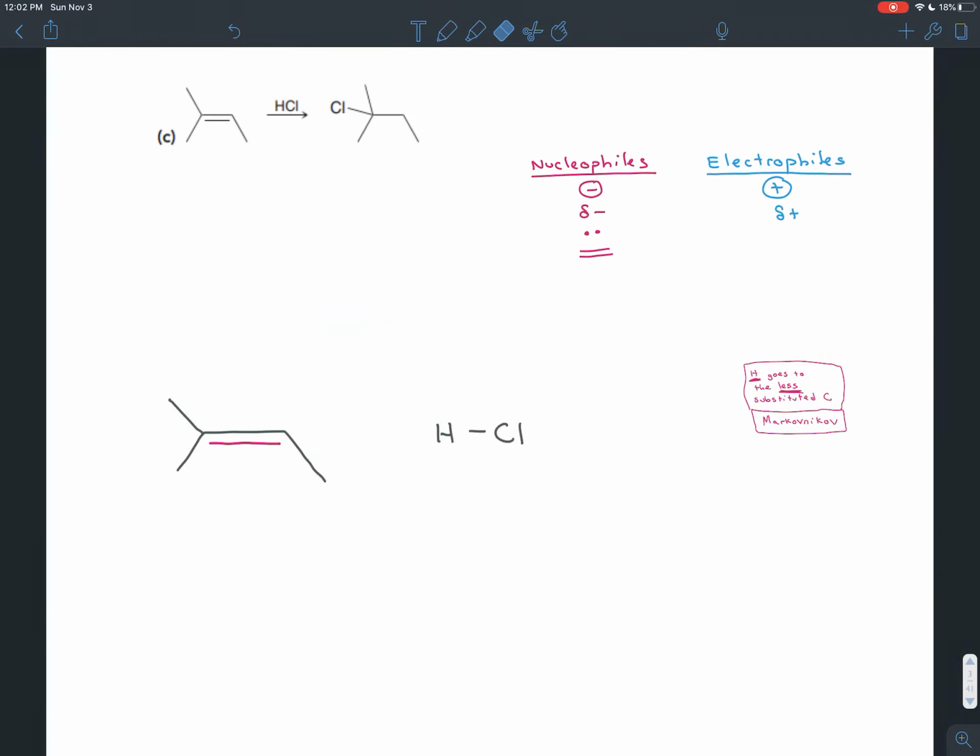If we think about that same molecule from the perspective of electrophiles, we don't have a full positive charge, we don't have a partial positive charge. So that molecule is clearly going to be acting as our nucleophile. It's all it can do.